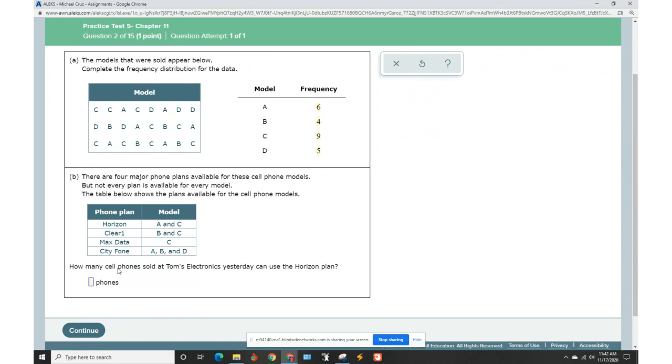How many cell phones sold at Tom's Electronics yesterday can use the Horizon plan? Well, the Horizon plan is A and C. A has 6 and C has 9. So that's 15, right? The Horizon plan uses model A and C, A has 6, C has 9, which is 15.